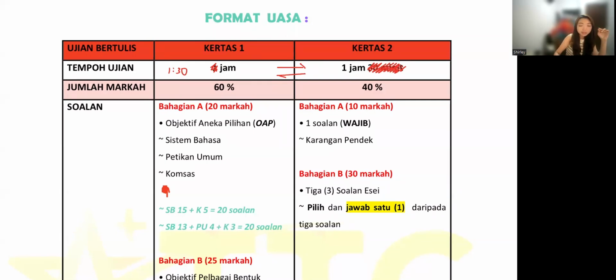So that is split into 3 parts, and in the exam questions, there are 2 different types. One type focuses on the sistem bahasa, and 5 questions from the komsas. The other has the sistem bahasa, 4 questions from the pemahaman umum, just like a comprehension, and another 3 questions from the komsas. So the maximum number of questions you will get for komsas is just 5. Hanya 5 soalan saja. Okay, this is the ABC part.